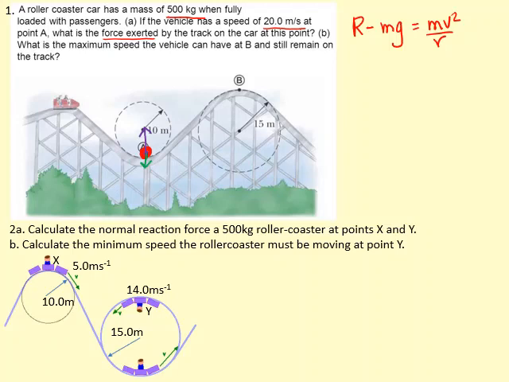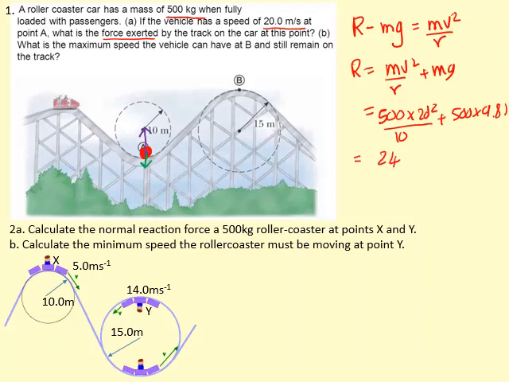Okay, so we want to find the R. So we just make that the subject. So it's going to be mv squared over r plus mg. So 500 times 20 squared over 10 plus 500 times 9.81. Turns out the answer you get for that is 10,905 newtons.